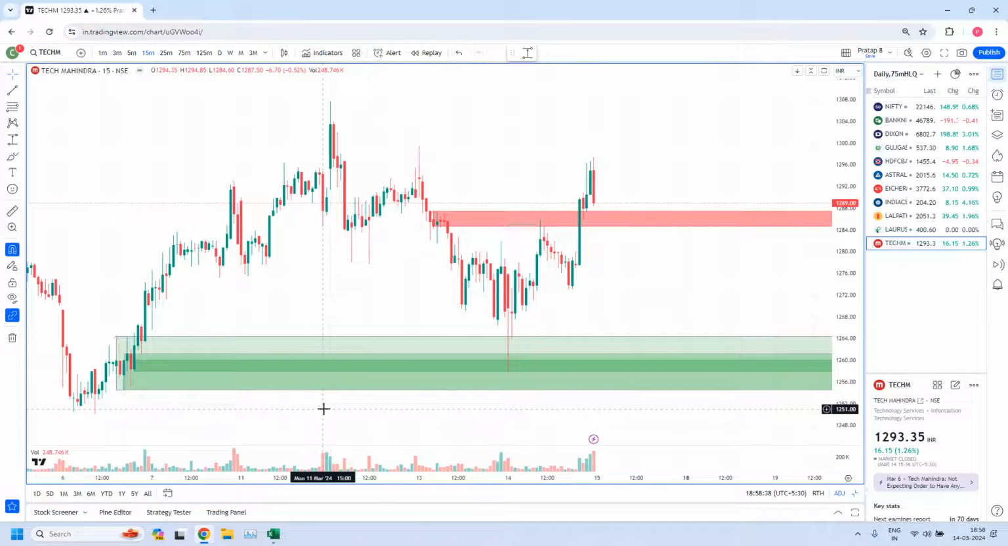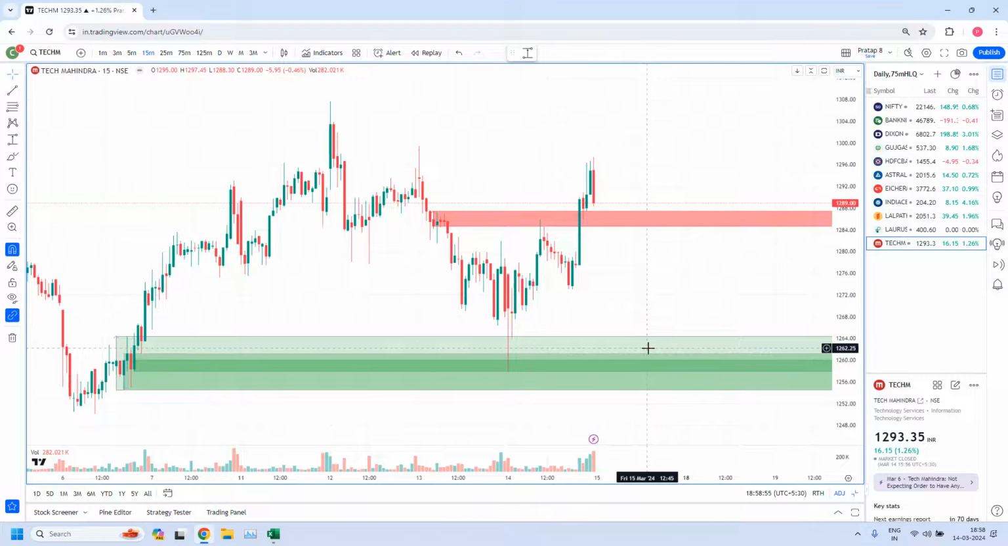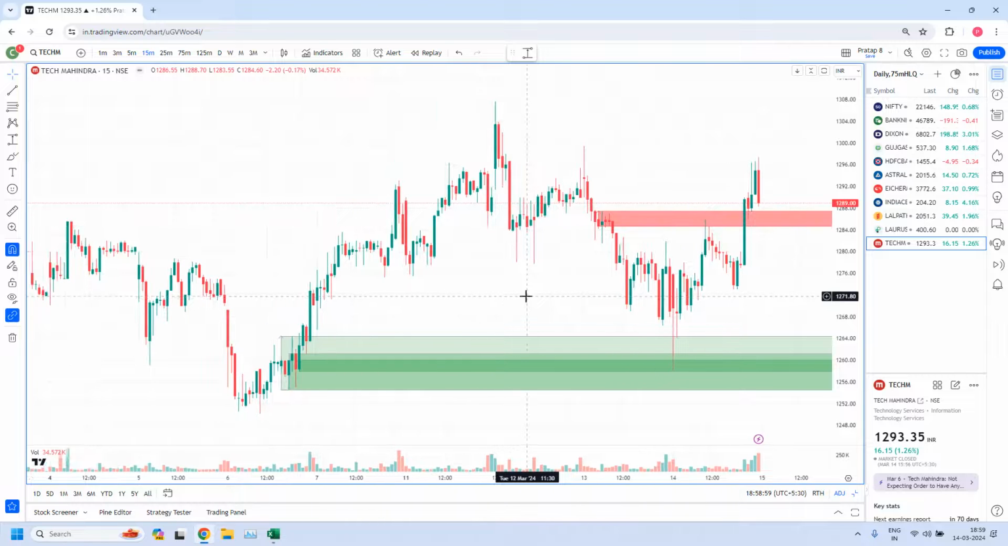And this is the way Tech Mahindra has given a profit of 15,000 rupees, which is a 10.9% ROI as per one futures lot margin cost. So close to 11% profit we got. Excellent ROI today. Today all the successful trades, they gave very good ROI. So this is the first one, and the next one is Laurus Labs.